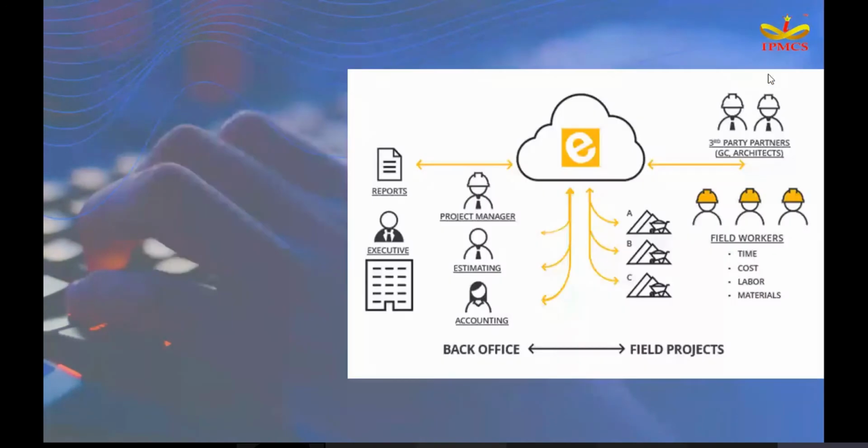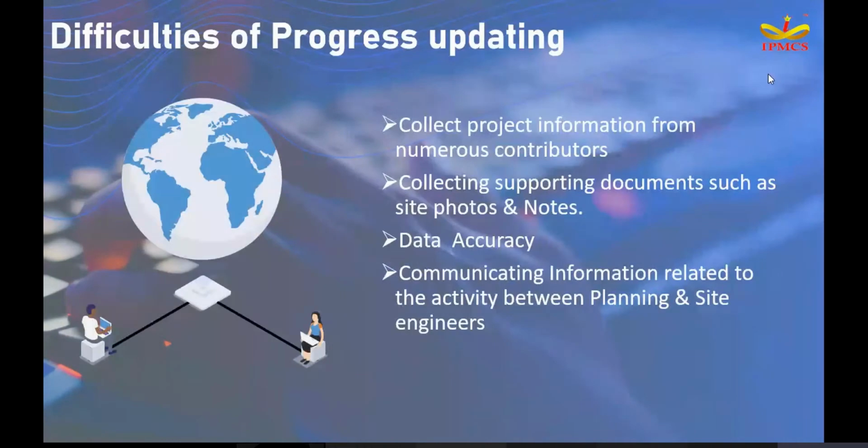How do site progress updates usually happen? We have seen in the first slide itself. Generally we have multiple stakeholders available. The collaboration happens over the calls, WhatsApp messages, Excels or mails. These are the communication modes which we are using. So using these existing communication modes, what are the difficulties?